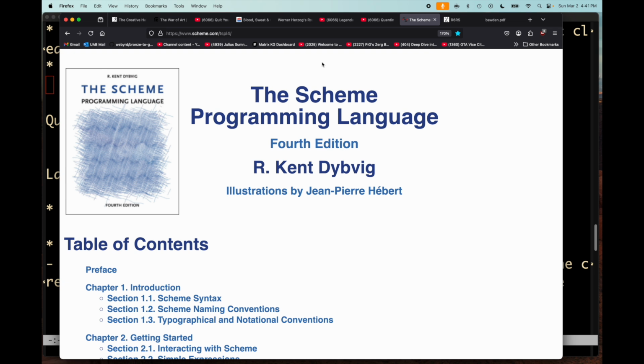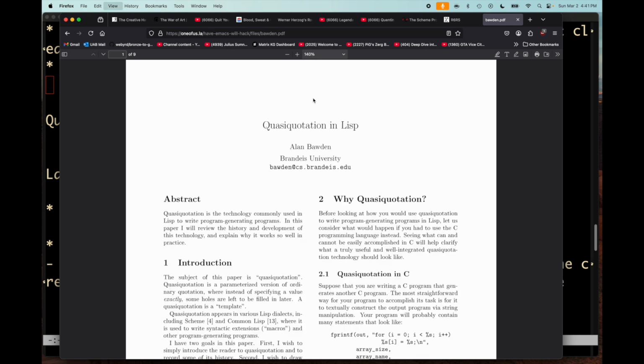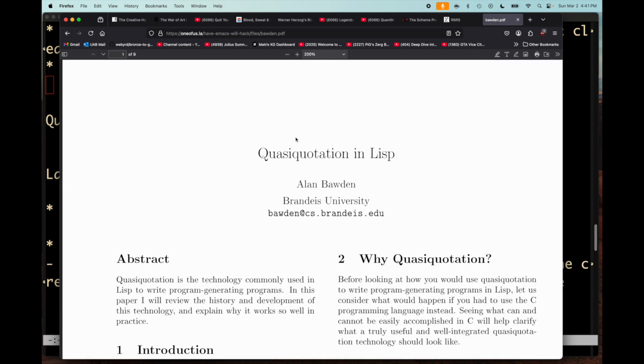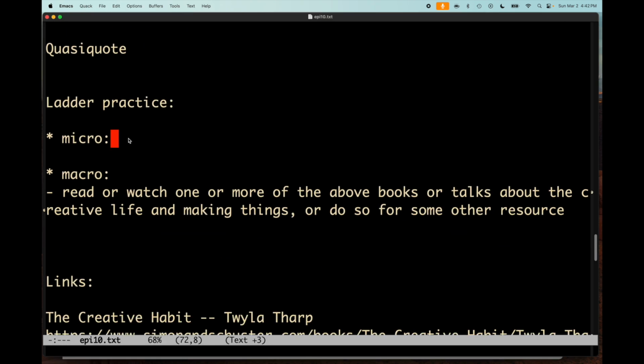Less so for the Chez Scheme User's Guide, but the Chez Scheme User's Guide also cross-links to this book. So this is a really good resource. Oh, actually, I did have R6RS, so maybe we'll look at R6RS also. And then here's a paper. Actually, this is going to be part of our micro practice.